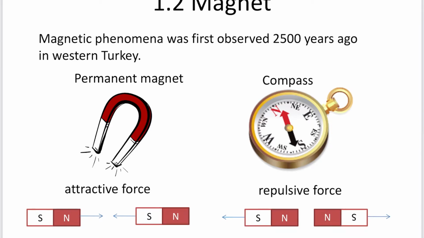In this session, we are going to study the magnet. Magnetic phenomena were first observed 2500 years ago in western Turkey. Still now, we experience many magnetic phenomena using the permanent magnet. Sometimes we use a compass to find the direction of north.